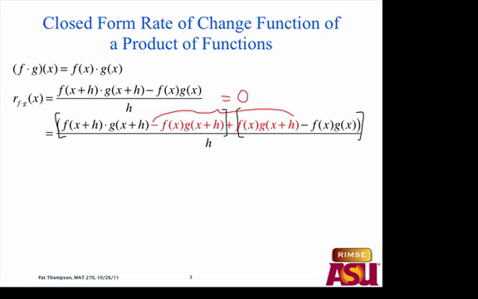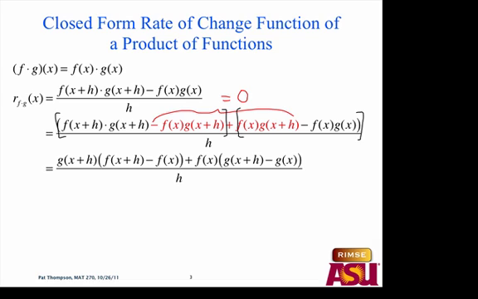Ashlyn, did you notice what you can do? You could take out G of X plus H. Okay, in the first two, she's saying you could factor out G of X plus H. And in the second two, you could factor out F of X. And when you do that, you should see something start to form. Do you see what happens as a result of that? Anybody, what do you notice then?